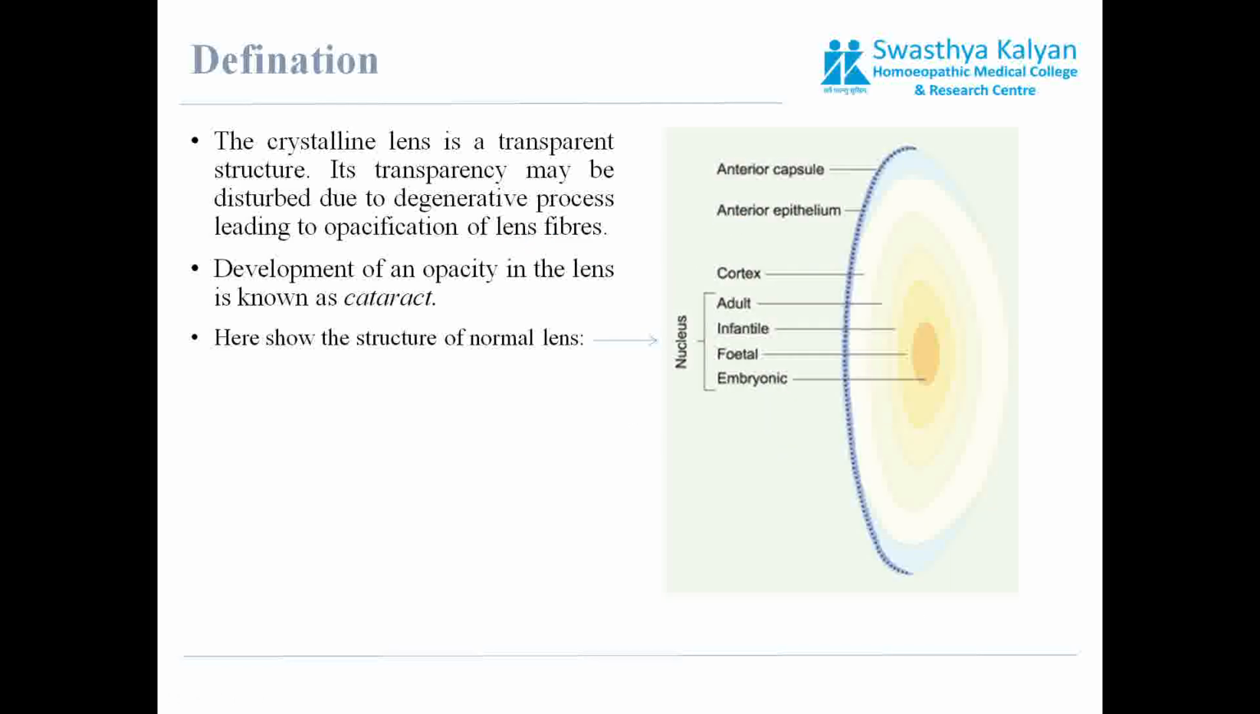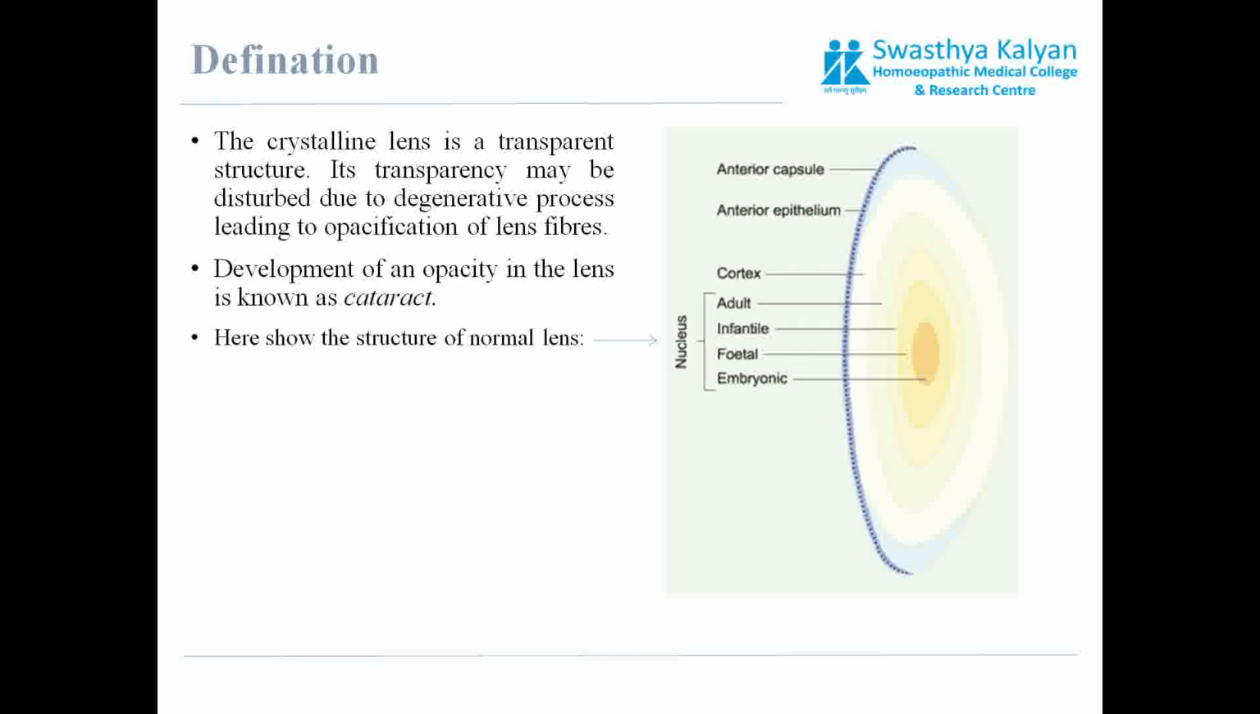As we all know, cataract is when the lens is opacified. The crystalline lens is the transparent structure of our eye. Its transparency may be disturbed due to degenerative processes leading to opacification of lens fibers. Development of this opacity in the lens is known as cataract.